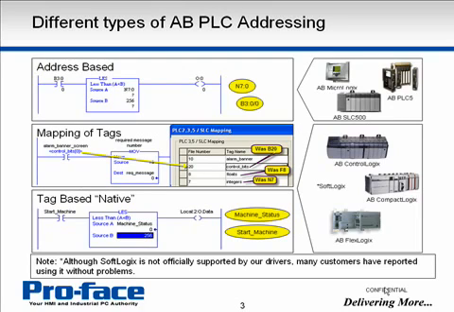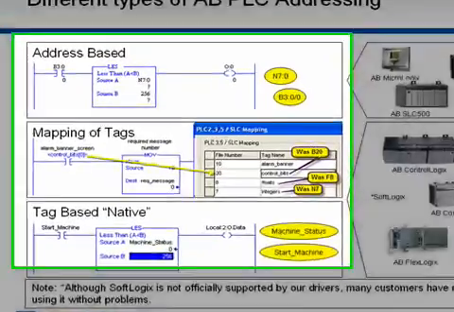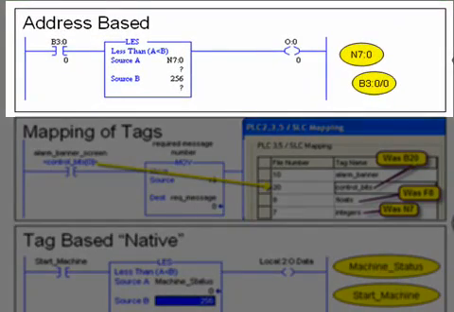There are three different types of Allen Bradley PLC addressing types that we need to deal with. The first one is the traditional address-based tags or registers that we come across in anything from the PLC 5 series through SLC 500, MicroLogix, etc. And these should be familiar to anyone who's used those PLCs. We're looking at designations such as N7, B3, F8, etc.